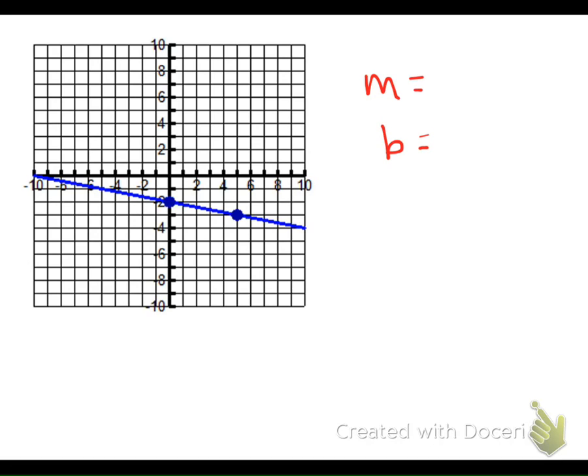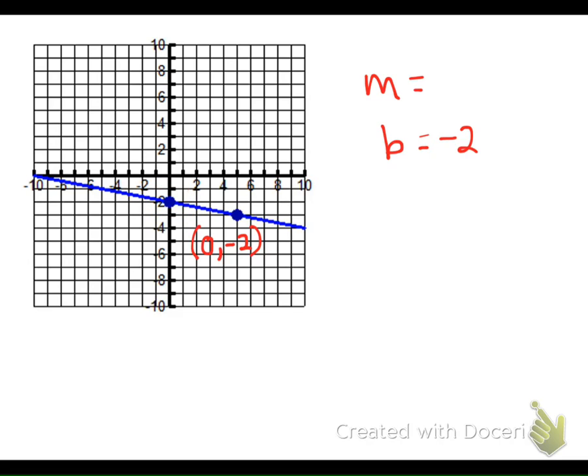Now, on a graph, the b value is your y-intercept. So I can see that right here on my graph. And again, it's the value. This point would be (0, -2). So my b value is -2. Now, I need to find my slope.